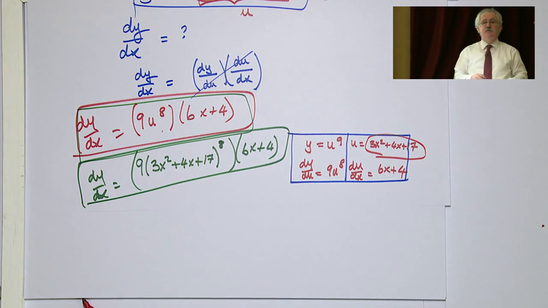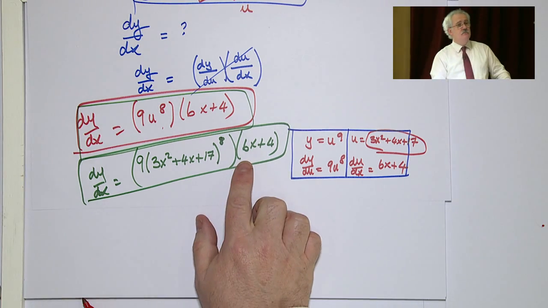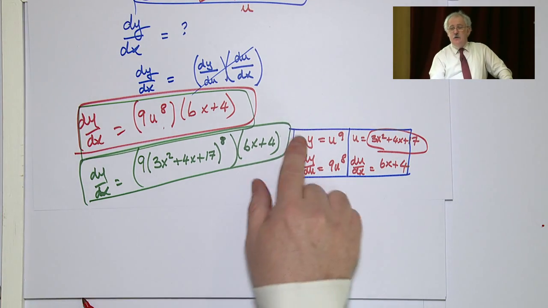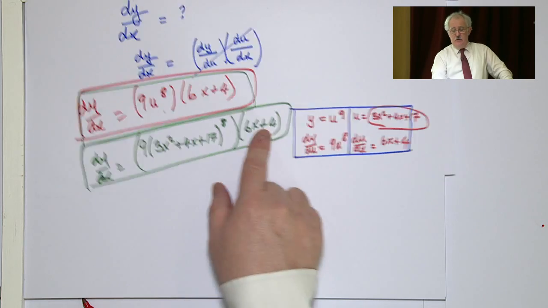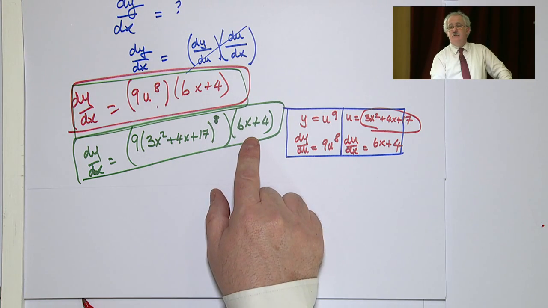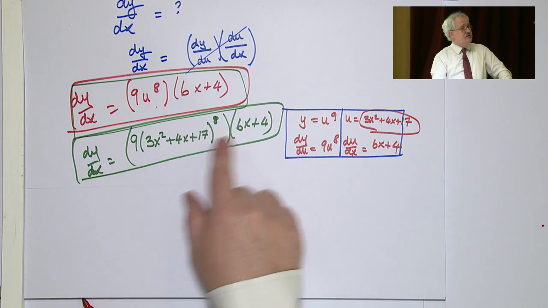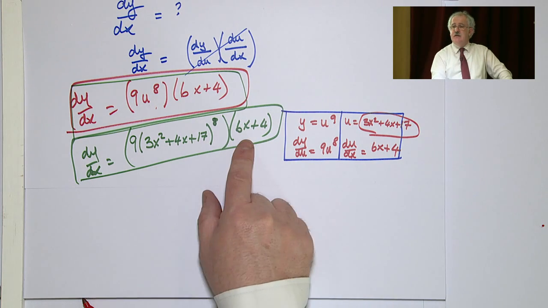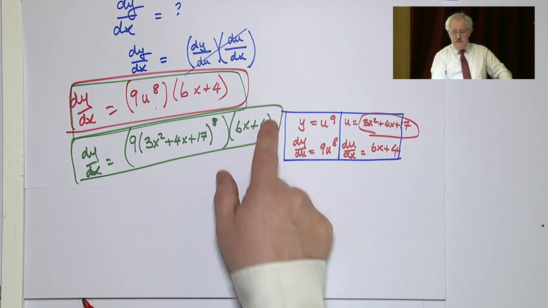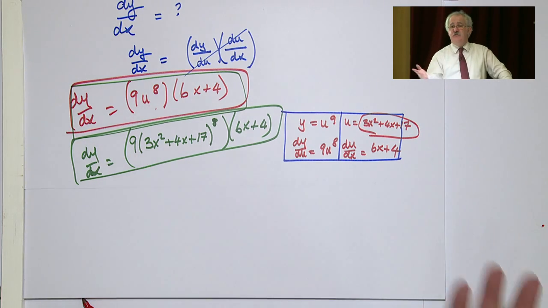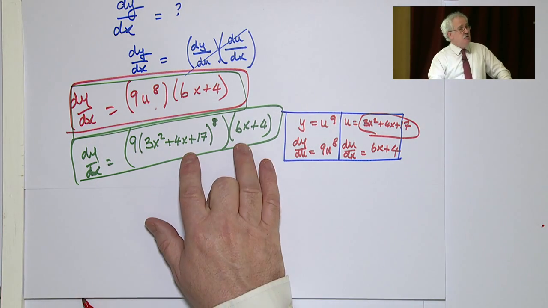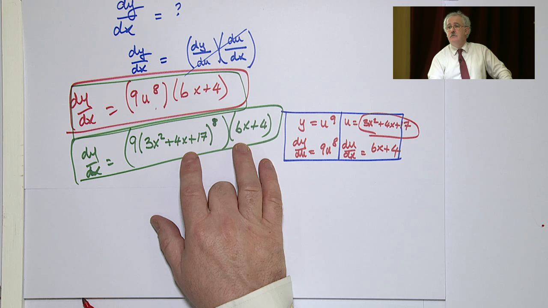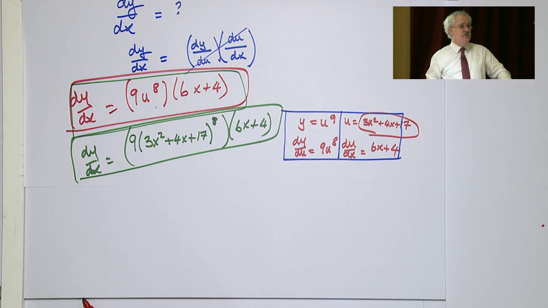Is that the answer? Yeah. Does it have only x's on this side? Only things in x on that side? If I said if x was 0, could you work out the answer for 0? There's no other numbers in there. You've got the answer. Now, you don't have to multiply it out. You don't have to do anything with that. You've just found dy/dx.